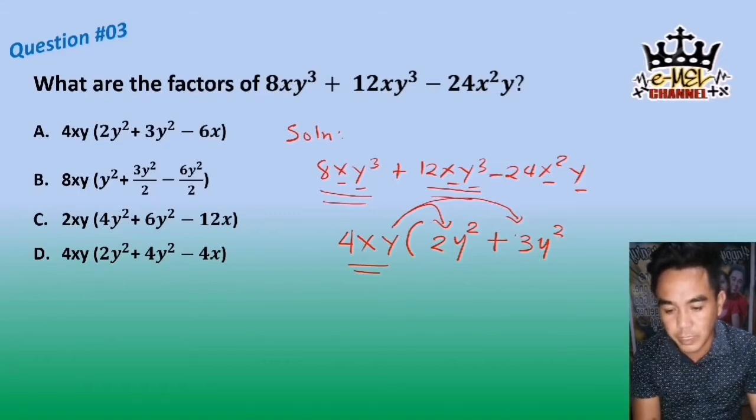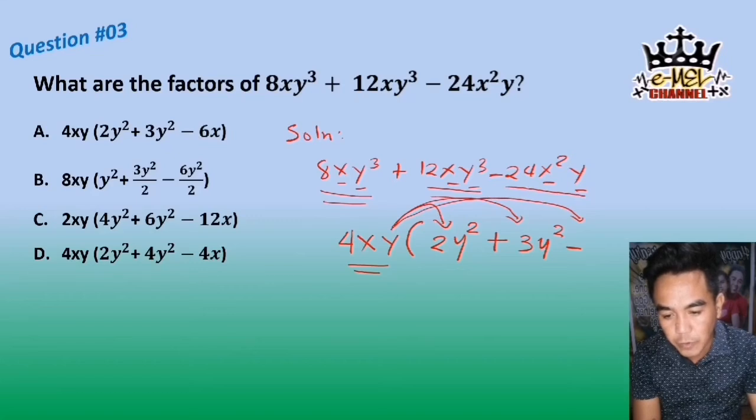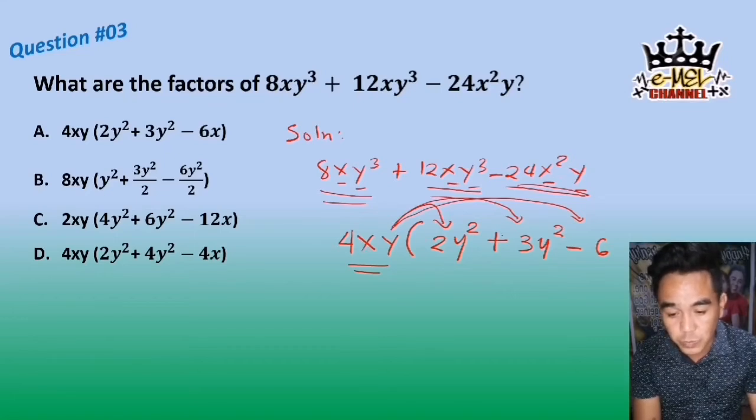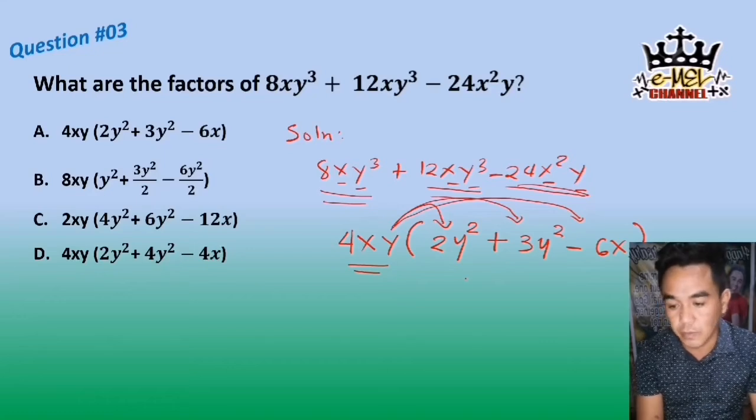Next, the last term is minus, put it here as minus. The same process, what we're going to multiply to 4xy to make it 24x squared y? So the answer is 6. Since we need to make x into x squared, we're going to put it as x. By exponents, 1 plus 1 becomes x squared. Now we don't need to put y anymore because we have only one y to the power of 1. So that is now the final answer for this question number 3. The answer should be letter A.